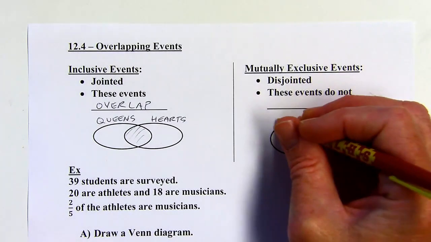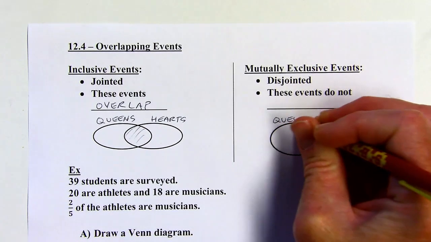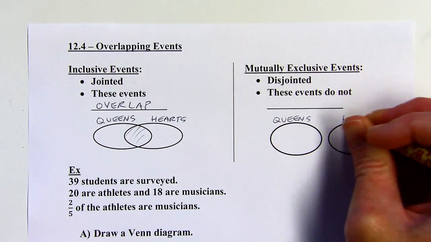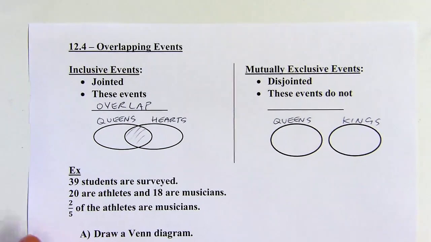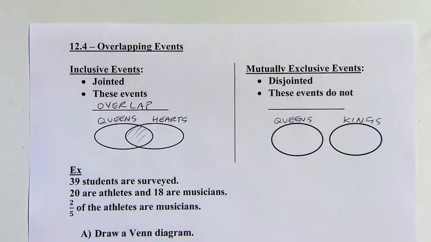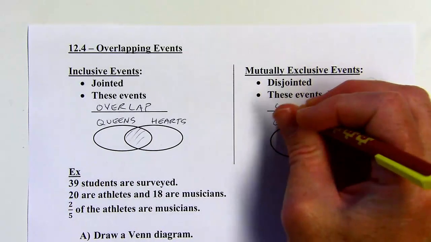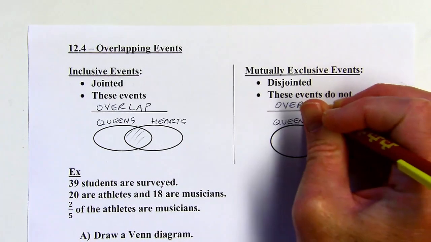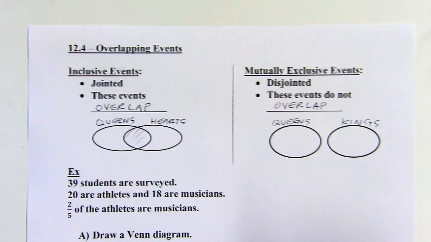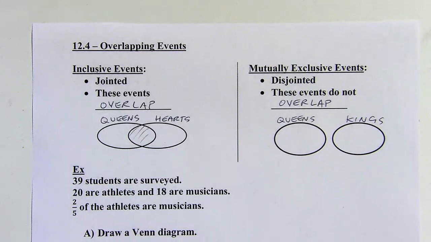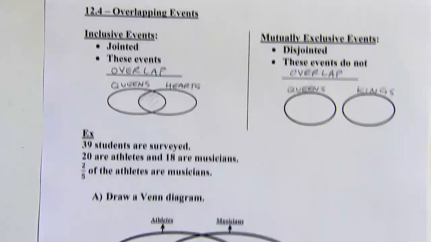Whereas if I had, let's say, queens and kings as my two categories, there are no cards that are both of those. The card could be one or the other, but not both. So these events do not overlap. And it's also called disjointed. Okay. All right. So let's look at an example.